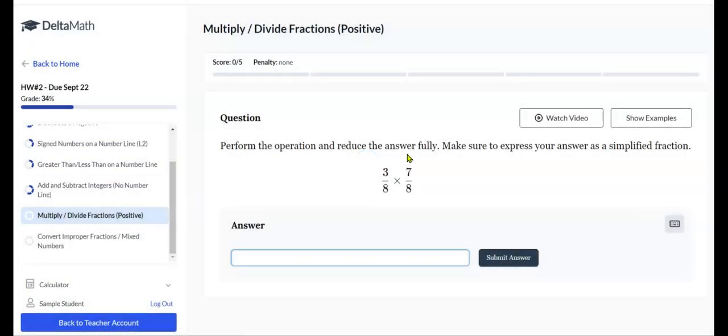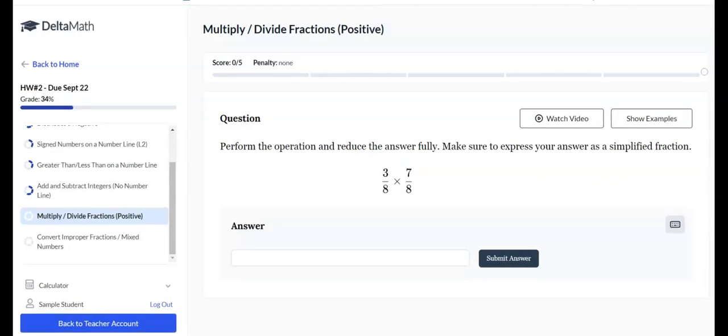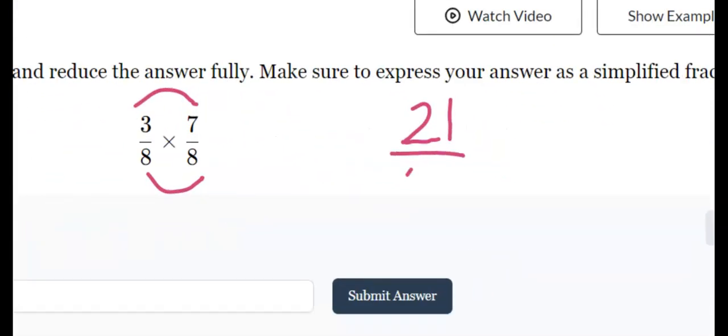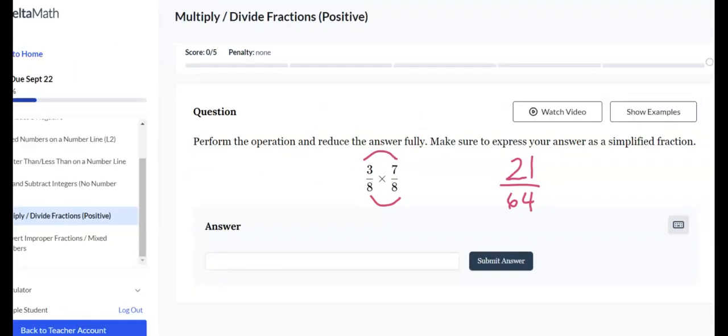Let's try the next topic of multiplying or dividing fractions. When you multiply fractions, you multiply numerator times numerator, and then you multiply denominator times denominator. So 3 times 7 is 21, and 8 times 8 is 64. 21/64 will be my answer.